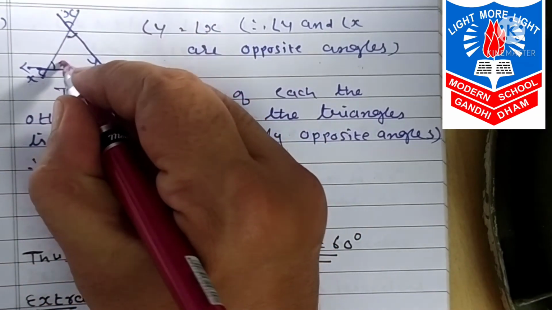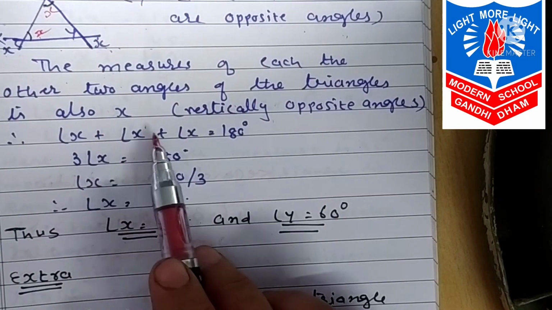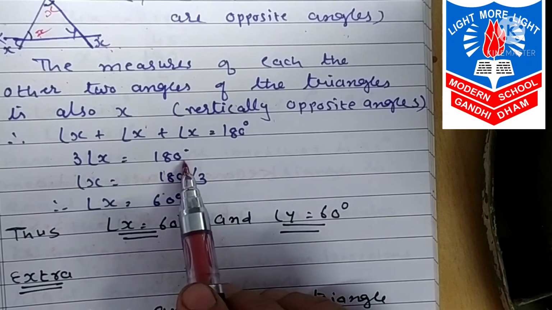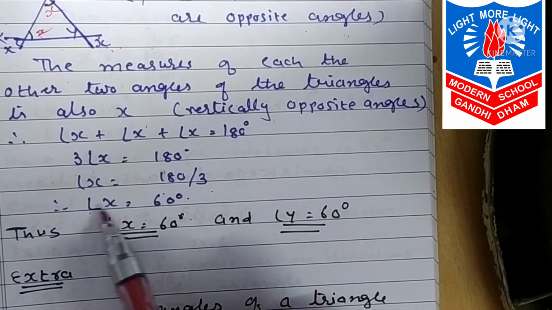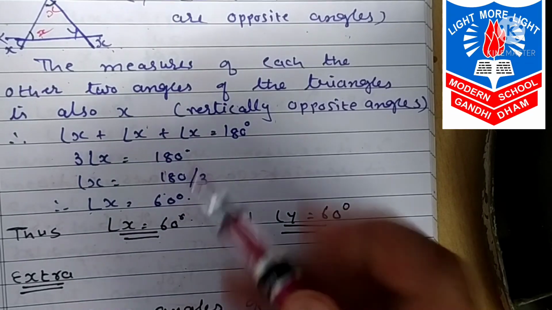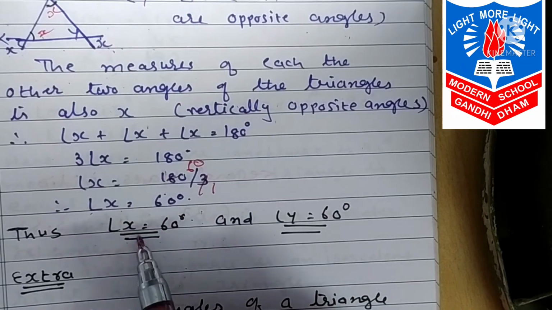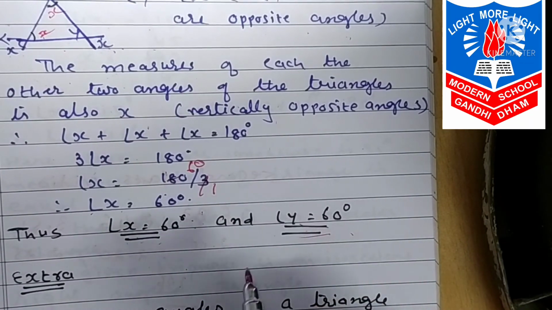What will come for both of them? x and x. So x plus x plus x is equal to 180. So 3x is equal to 180. So x is equal to 180 upon 3. Therefore x is equal to 60. Here we reduce it. So 60. So value of x is equal to 60 and value of y is also 60.